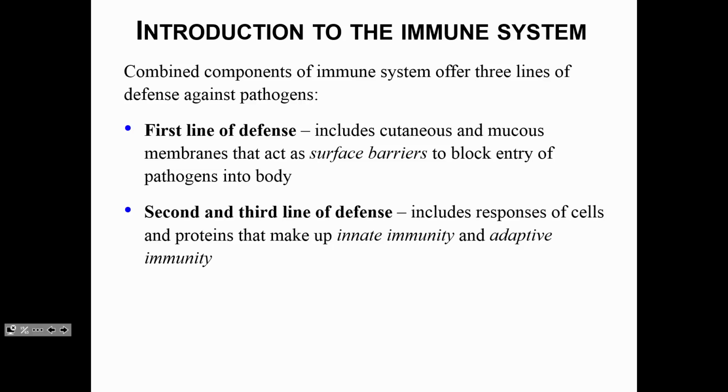So, with that being said, let's look at here. We basically have 3 lines of defense against pathogens. The first line, you already know. This is your barriers, your surface barriers, cutaneous and your mucous membranes. They're going to physically block entry of pathogens into the body. Then you have your second and third line of defense. Now this is where you have the responses of cells and proteins that make up 2 types of immunity: innate immunity and adaptive immunity. So that's kind of where we're going with this second and third line.